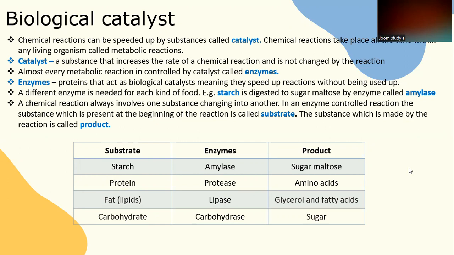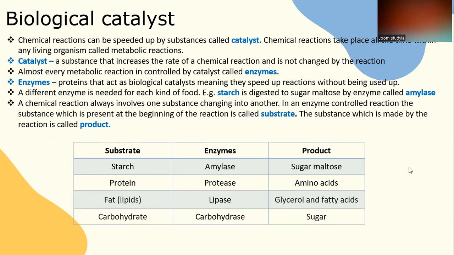And almost every metabolic reaction is controlled by a catalyst, which is called an enzyme. Enzymes are proteins that act as biological catalysts, meaning that they speed up reactions without being used up. A different enzyme is needed for each kind of food. For example, starch is digested to the sugar maltose by an enzyme called amylase.